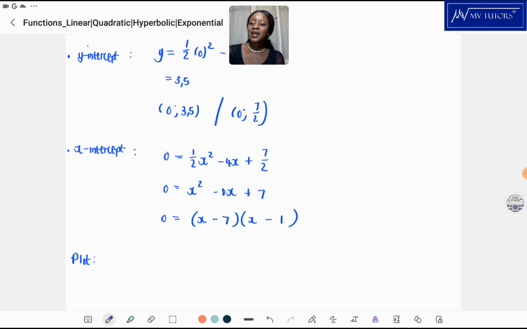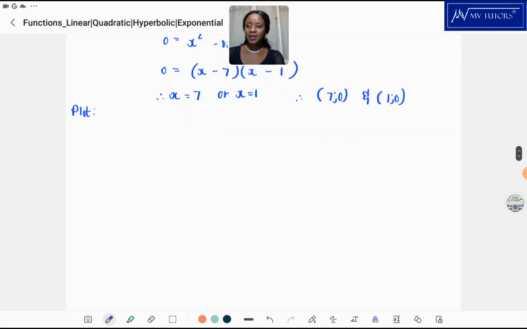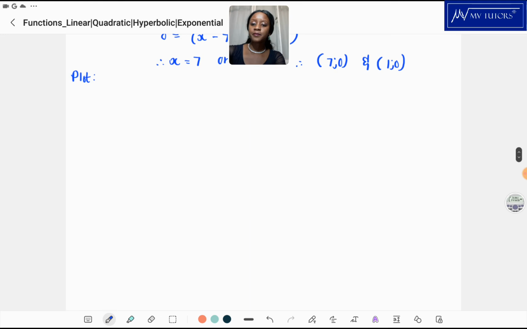All right, so therefore my x-intercepts, let me just start by saying x is equal to 7 or x is equal to 1. And therefore my x-intercepts, I have 7 and 0, the coordinates of it, and I also have 1 and 0. And now we can definitely plot this graph.